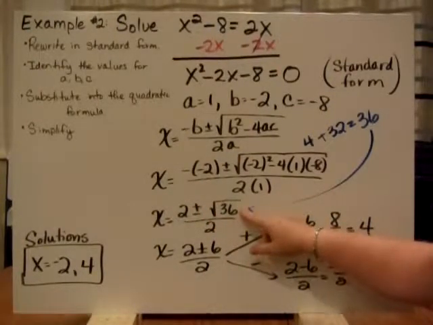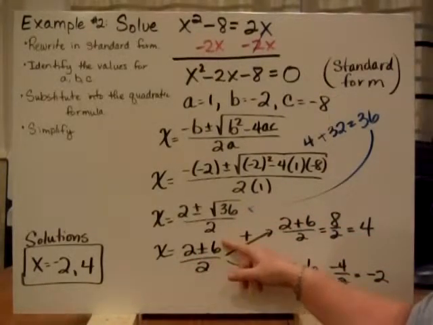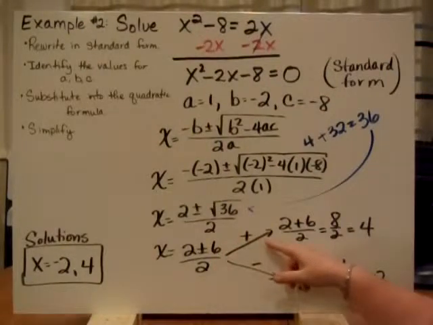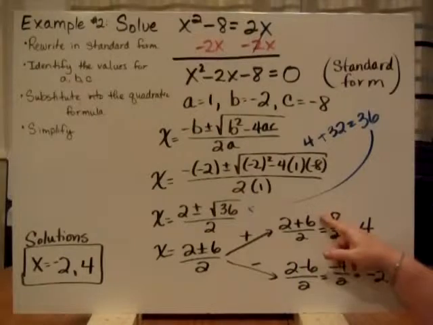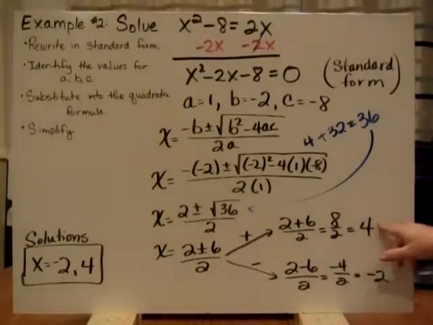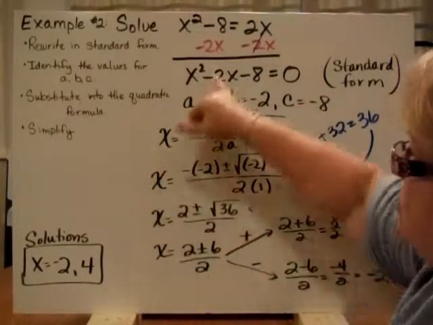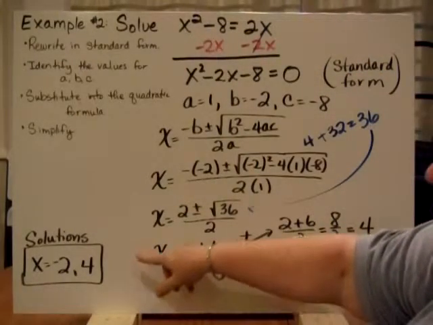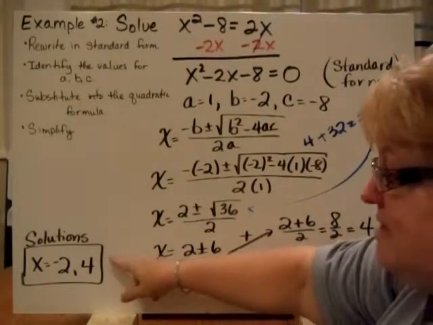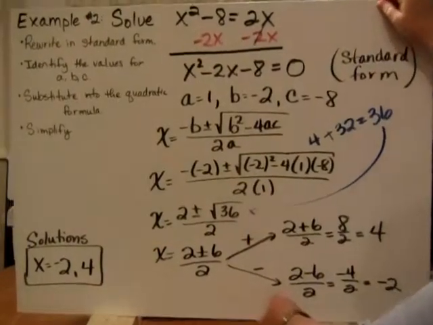The square root of 36 is 6. So now we have x is 2 plus or minus 6 divided by 2. So once again we have our two problems, one where we add, one where we subtract. 2 plus 6 is 8, divided by 2 is 4. 2 minus 6 is a negative 4, divided by 2 gives you a negative 2. So the solutions to this quadratic equation are negative 2 and 4, which means if you graph this, that's where your parabola would cross the x-axis.